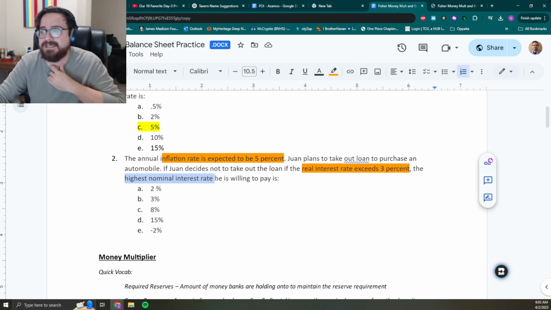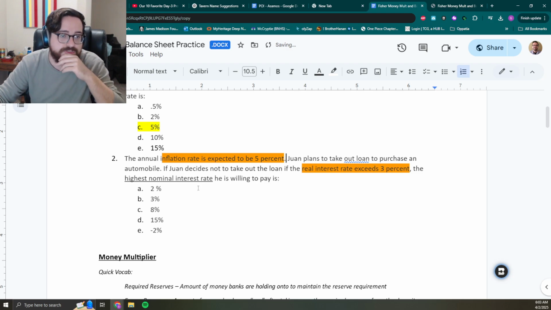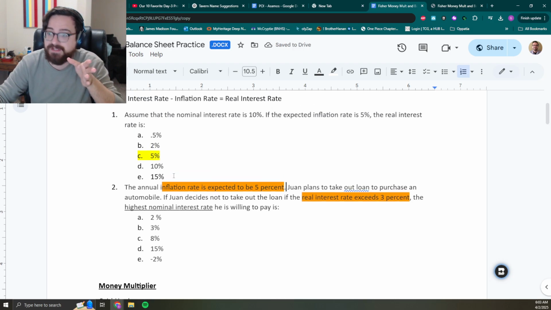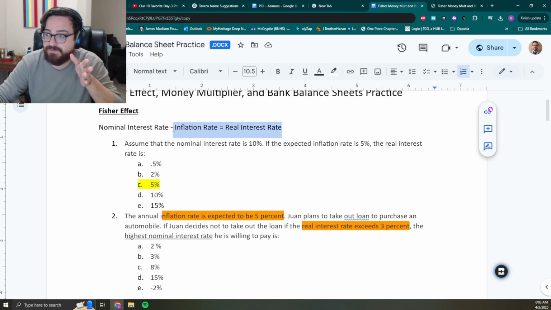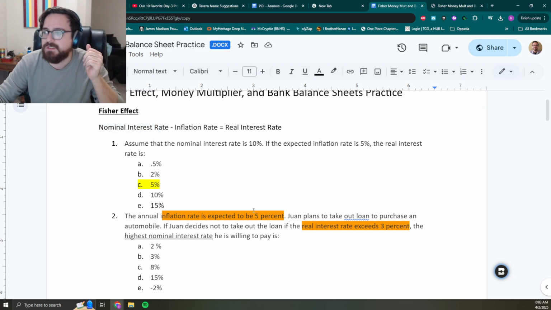The highest nominal interest rate that he is willing to pay is what? So it's asking me for the nominal. So I'm looking at that formula. I'm not solving for either of these guys. I'm actually solving for this first number. So a little bit of algebra. Inflation rate should be 5%. Okay, so that's going to be 5 again. Great. He doesn't want the real to be greater than 3.